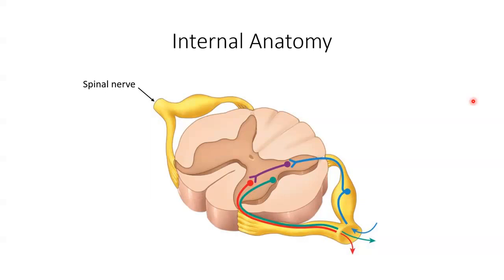2 bundles of axons called roots connect each spinal nerve to each segment of the spinal cord by even smaller bundles of axons called rootlets. So the roots are these bits here. The rootlets are these bits here. The posterior or the dorsal root and rootlets contain only sensory axons, which again are represented by this blue line here. So this is incoming sensory information.